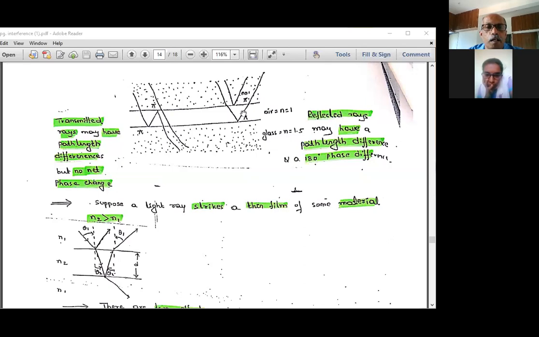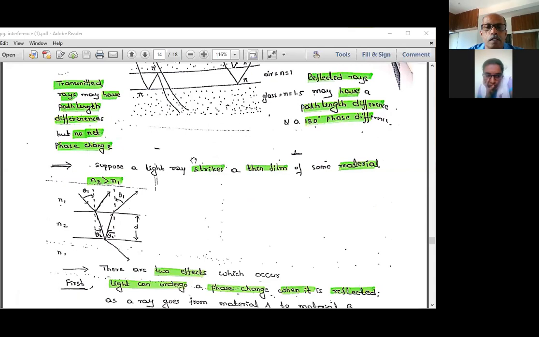Reflection from a denser medium versus a rarer medium. There is a path difference between these two, and the phase difference between these two will be 180 degrees. But when it undergoes refraction and transmits, there will be no phase change. The phase remains the same. The phase difference is 0 or constant.